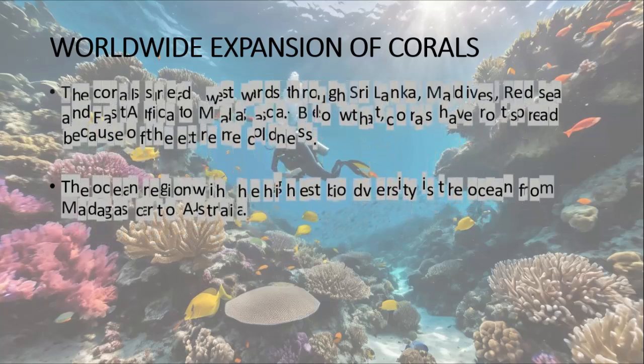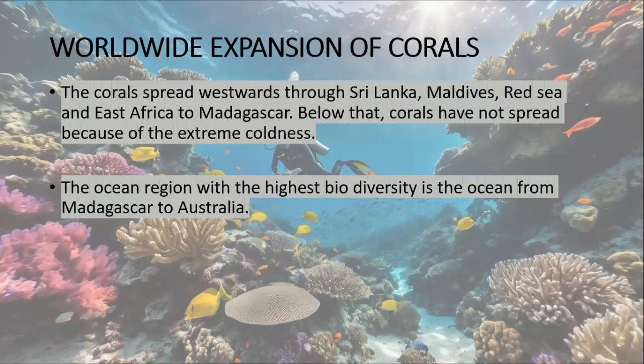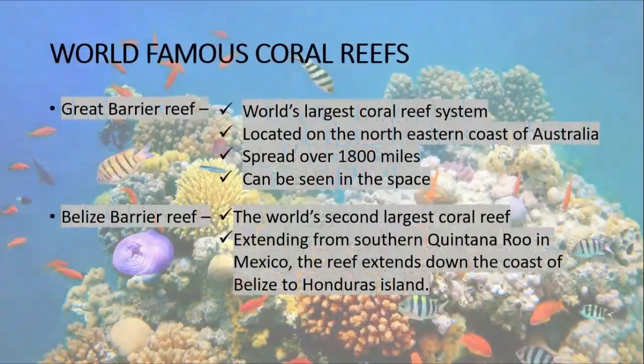Then the corals spread westwards through Sri Lanka, Maldives, Red Sea, and East Africa to Madagascar. Below that, corals had not spread because of the extreme coldness. The ocean region with the highest biodiversity is the ocean from Madagascar to Australia. Now, let's talk about world famous coral reefs. There are so many, but I'm going to talk about only four.